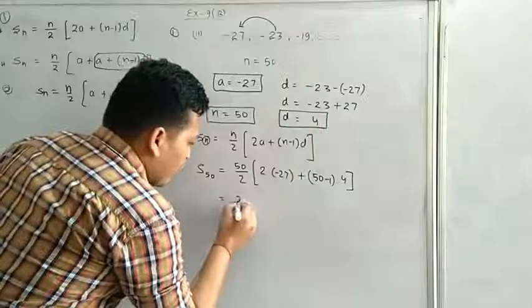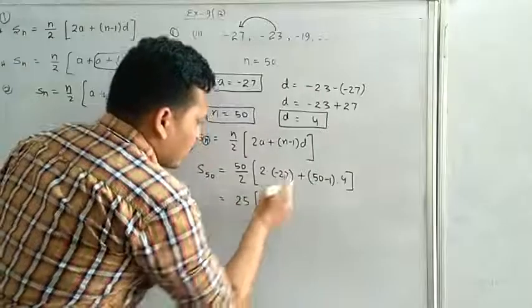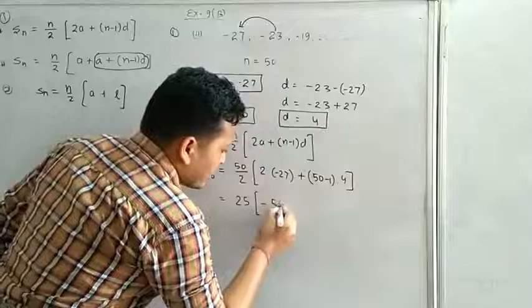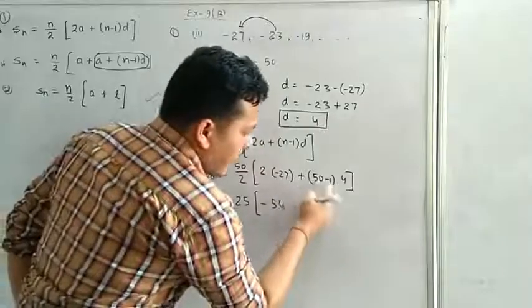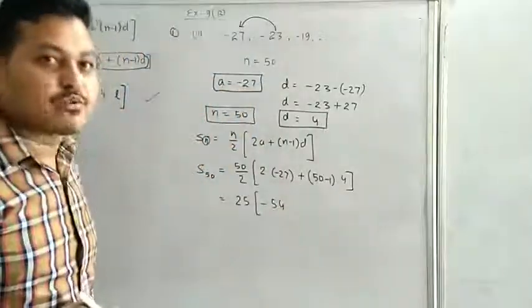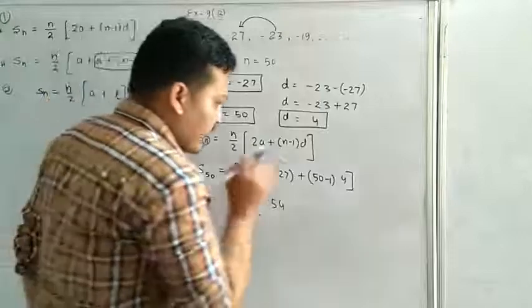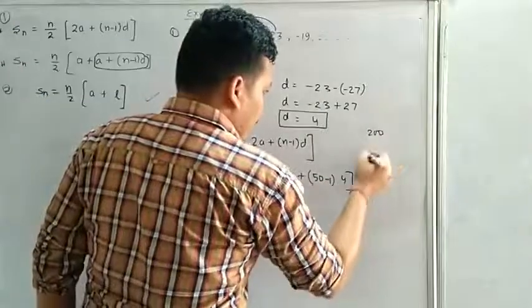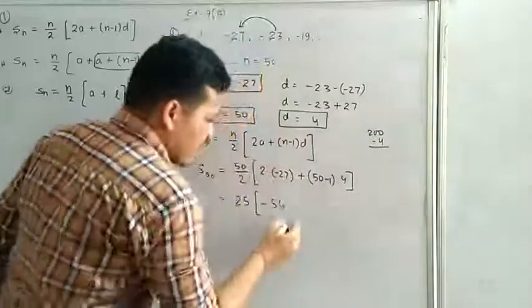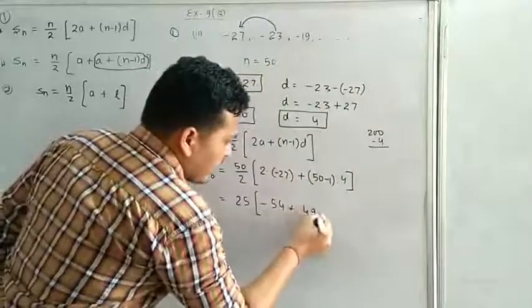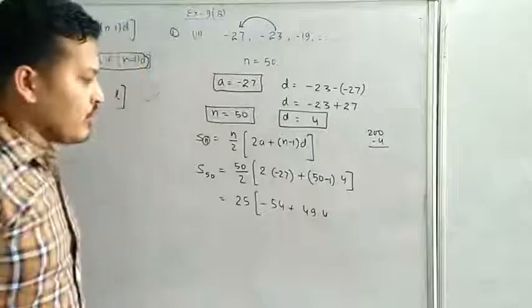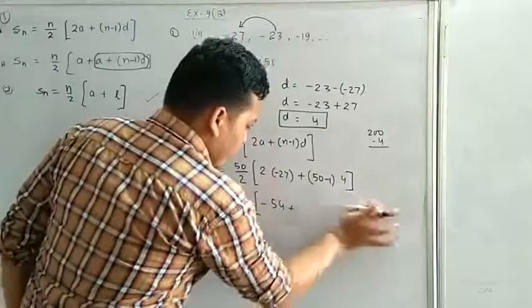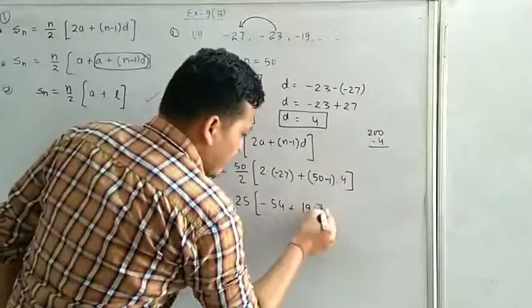Let's see. 50 by 2 is 25. Now 2 into 27 is 54, so minus 54. And 50 minus 1 is 49. Plus 49 into 4, which becomes 196.